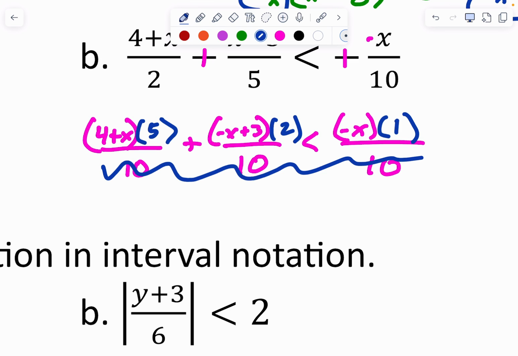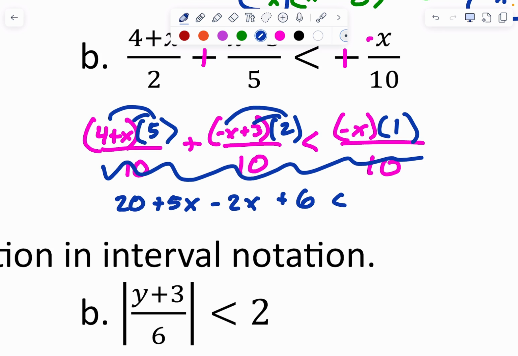Am I going too fast? Nope. Okay, back distribute the 5, so 20 plus 5x. Distribute the 2: minus 2x plus 6, less than negative x. I'll stop for a second. x is greater than 13.